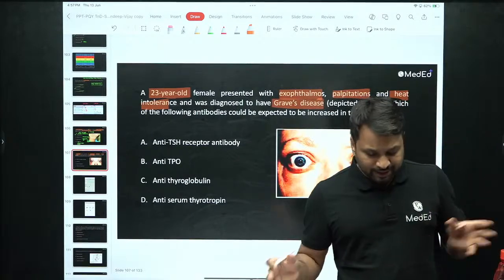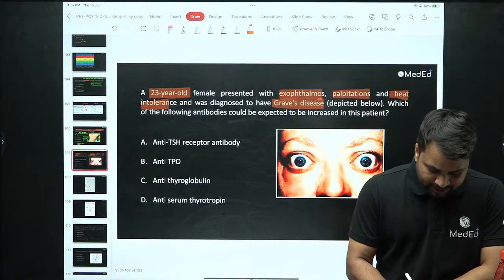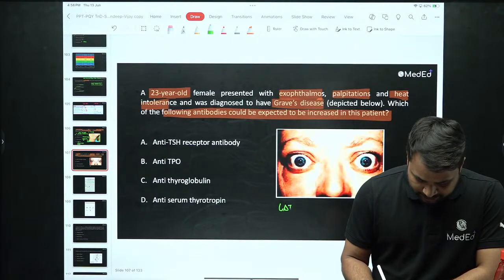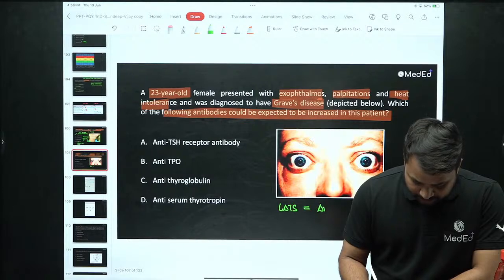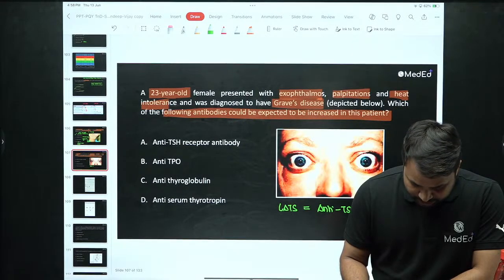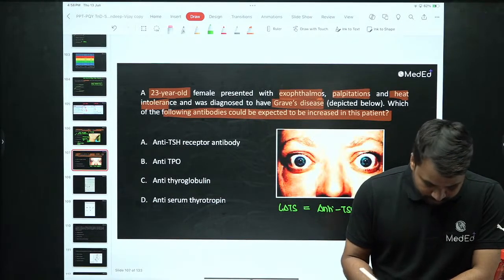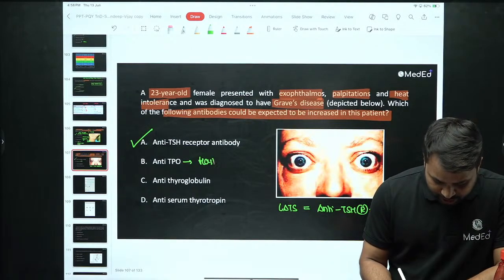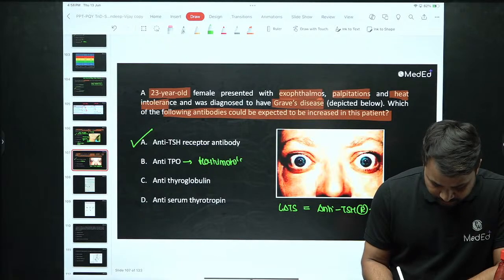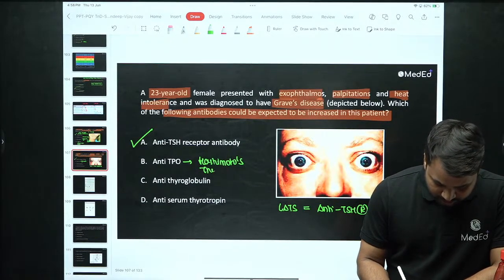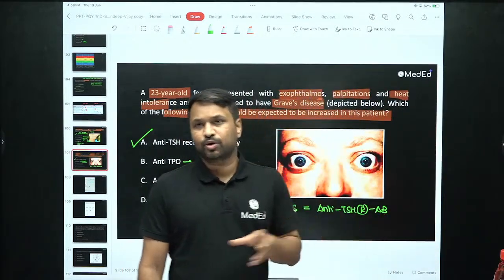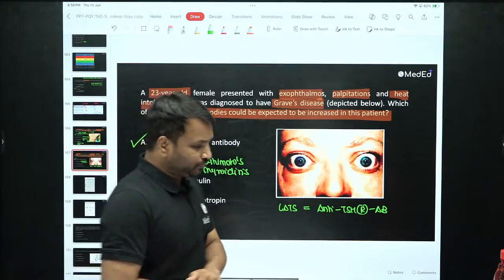That means primary thyrotoxicosis. Which of the following antibodies can you expect? So in Graves, the antibodies that you have are your long-acting thyroid stimulating antibodies, which are nothing but anti-TSH receptor antibody. Okay. Anti-TPO is seen in Hashimoto's thyroiditis. So here it is LATS. LATS is your long-acting thyroid stimulating antibodies, which are going to be Graves' disease. Okay. Chalo.